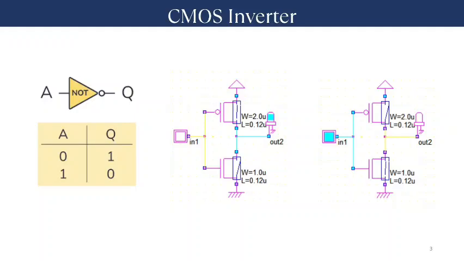Here, the CMOS acts as an inverter because when the input is 0, the output is 1. When the input is 1, the output is 0. Therefore, the CMOS output is always complementary. Therefore, it is called complementary metal oxide semiconductor devices.